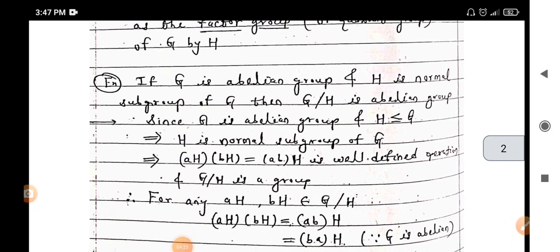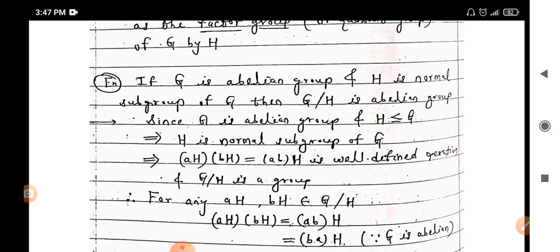If G is an abelian group and H is a normal subgroup of group G, then G by H is an abelian group. It is a famous example. In the previous lecture we said that if G is an abelian group, then any subgroup of an abelian group must be normal. That is, if G is an abelian group and H is a normal subgroup of group G, then G by H is also an abelian group. Now to prove that G by H is an abelian group, we have to prove that any two cosets in G by H commute under the binary operation.